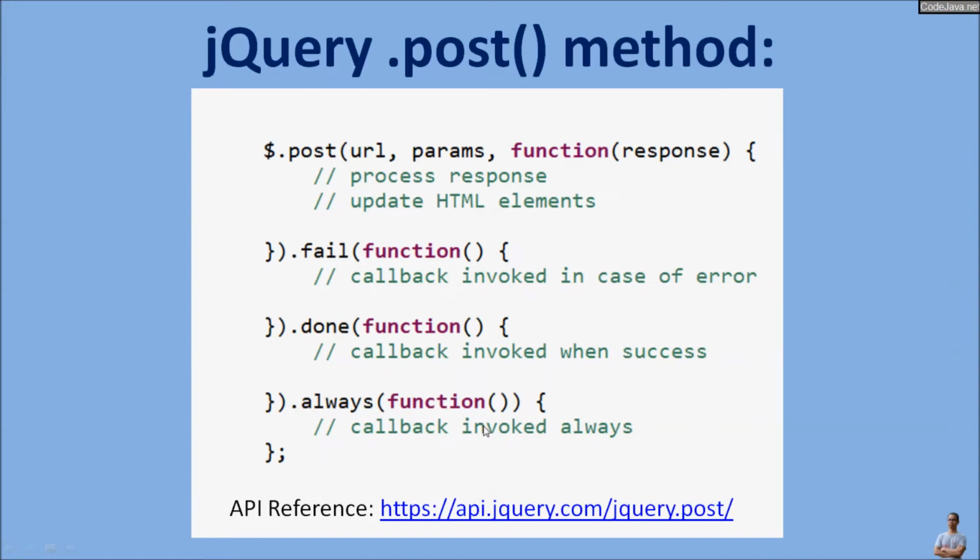And next, I'm going to show you how to use jQuery to make AJAX call for HTTP post request. jQuery API provides this .post method, which we can use to make AJAX call for HTTP post method. .post URL, parameters for the request, and this is a callback function when the call completed successfully, and the other callback functions are the same. And for more details about this .post method, you can refer to this URL.